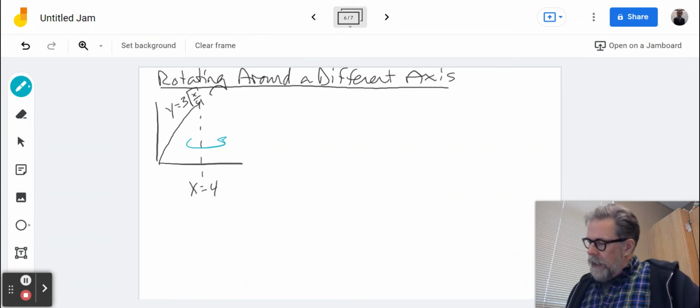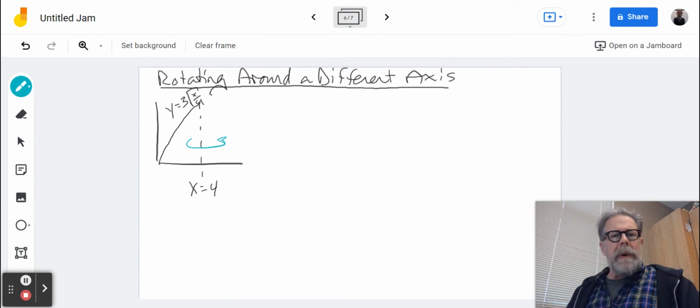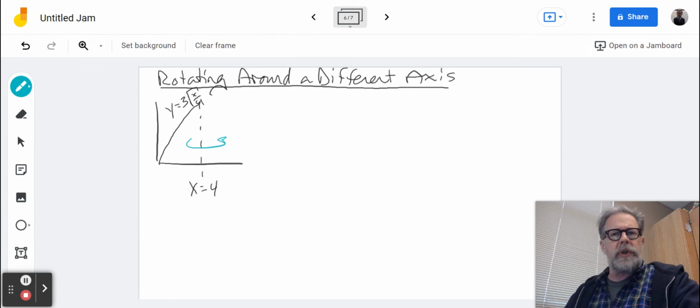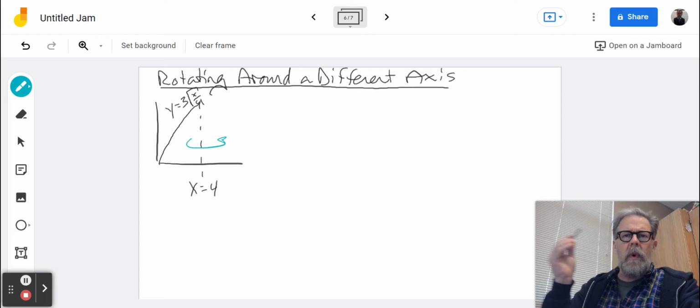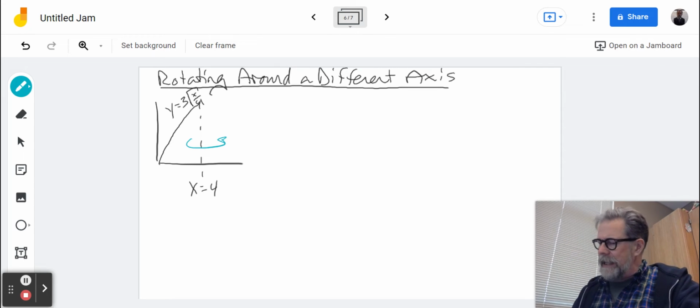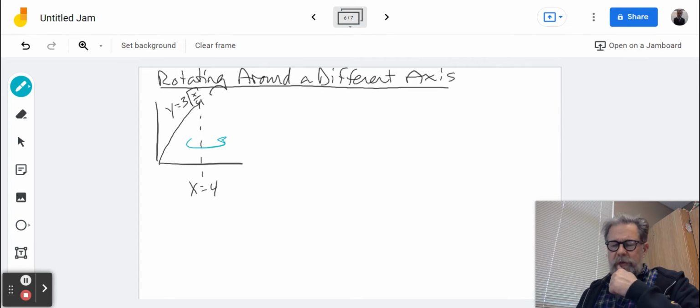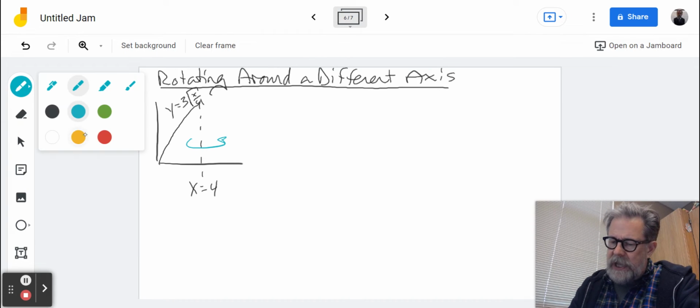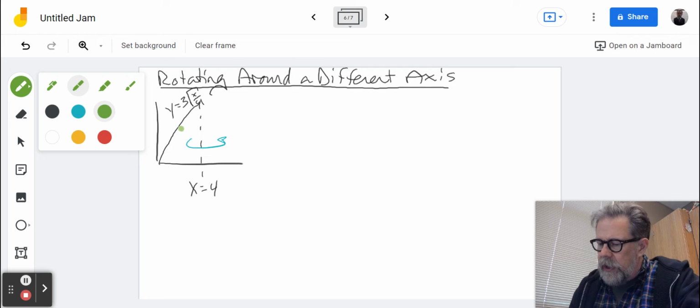Welcome back. We're going to talk now about rotating around a different axis. The first two, the disk and the washer, had been around the x-axis, but what if we're rotating around something completely different? And for this example, we have chosen x equals 4. So let's start by sketching our disk.